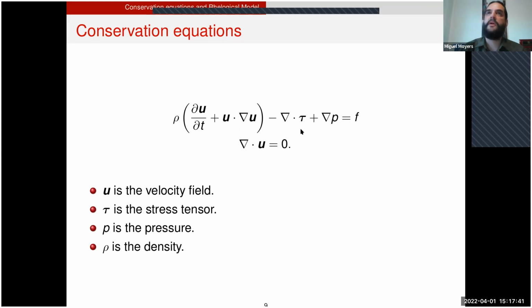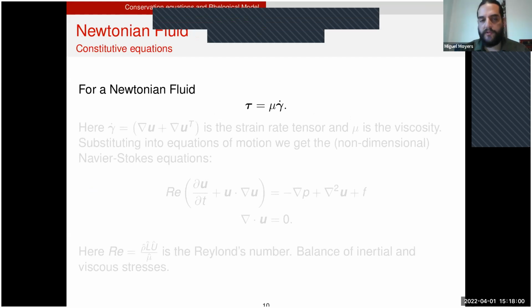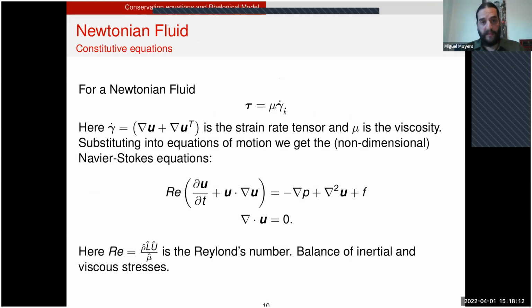So the trick here now is to give a description of the material we want to study. And through that stress, we will find a relation between stress and velocity field. And that's when the rheologists come in and start to do their magic. So for a Newtonian fluid, the simplest constitutive equation is that the stress is proportional to the rate of strain. This gamma dot is a tensor, the symmetric part of the gradient of the velocity, and measures how much the material is deforming. So what this constitutive law is telling us is that you impose some force on the material and the deformation is proportional to that force, and the constant of proportionality is the viscosity. So that's what Newton did.